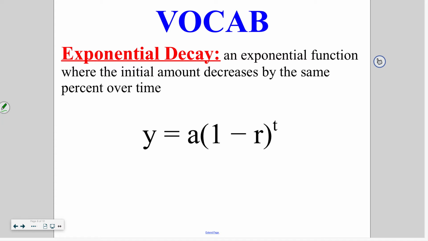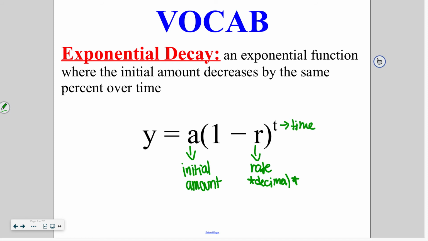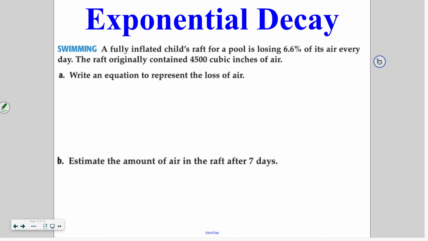Last thing we need to talk about is exponential decay. This is similar to the exponential growth, but now instead of adding things on, we are subtracting them. So A is still our initial value, or that starting amount. 1 still stands for 100%. R is still your rate, or your percentage, written as a decimal. And T is still your amount of time. So very similar. The only thing that changes between growth and decay is whether it is adding or subtracting in the middle.